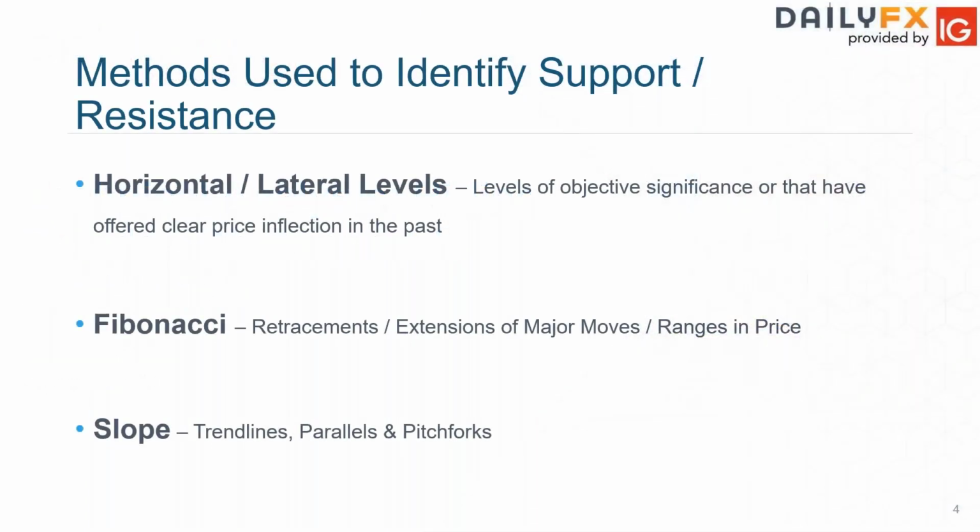Topics that will be discussed today: horizontal or lateral levels of support and resistance. Very important. Oftentimes the most misused objective look at price action. Levels that give you significance, whether it's a high or a low. I'll map out exactly what I'm talking about by lateral levels. We'll take a range and a look into Fibonacci.